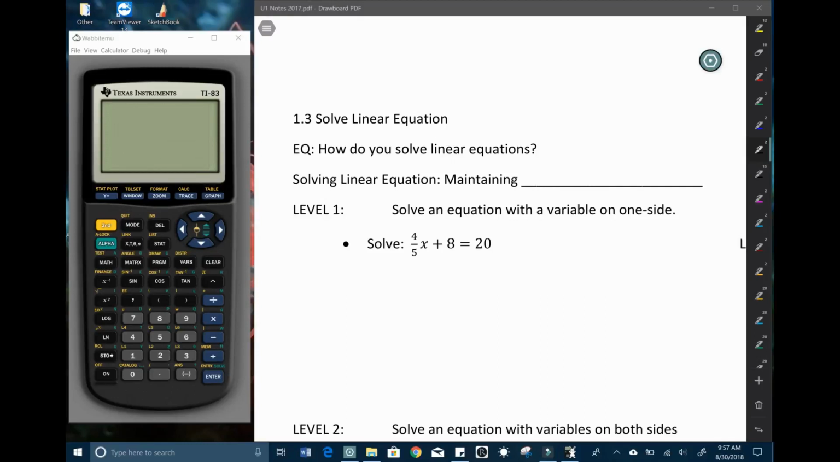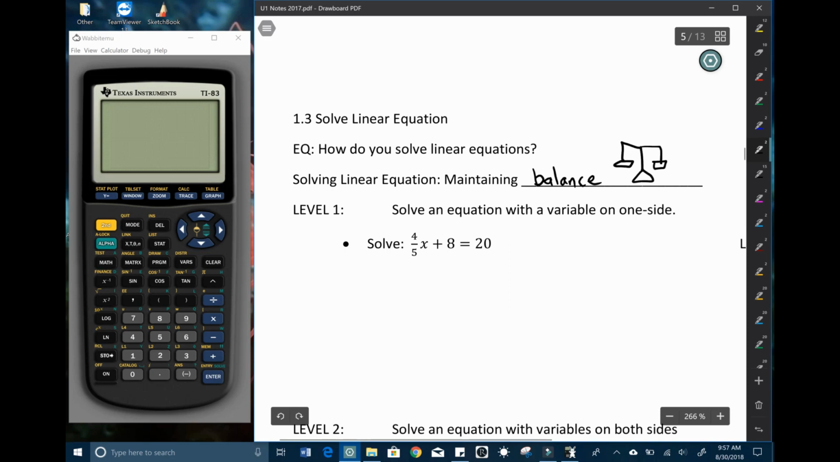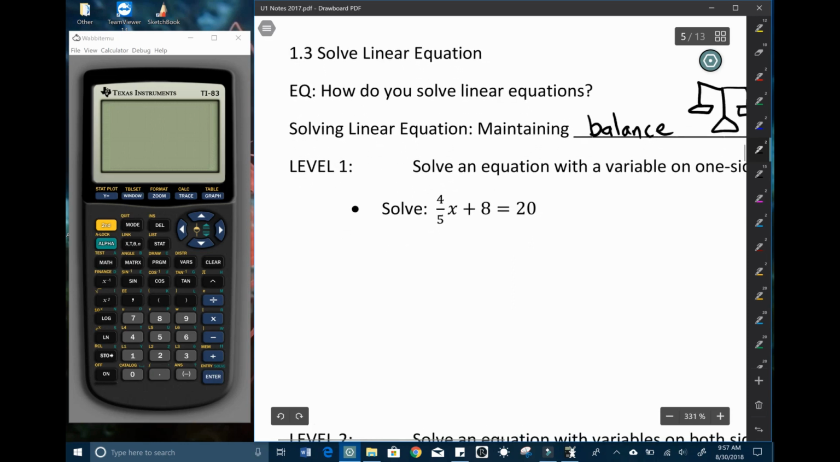How do you solve linear equations is the essential question. And basically, while you're solving them, it's all about maintaining balance. So whatever you do to one side of an equation, you have to do to the other side. It's all about maintaining balance. There's a little old-fashioned balance for you. Anyway, we're going to do a few examples going from easy to harder.